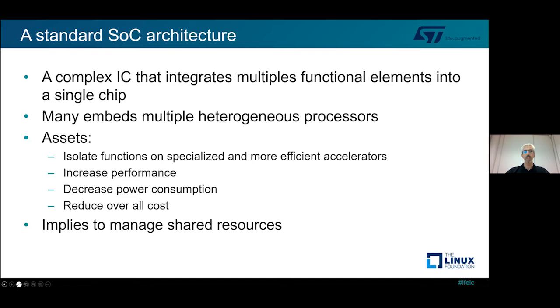The gain of embedding such multiple processors is to increase the performance of the overall system, because you can run multiple dedicated tasks in parallel, and this is really more efficient with specific processors. The good aspect of using multiple processors is also to decrease the power consumption, because depending on the use case, you are able to power off some processors that are not used. It also reduces the overall cost of the system on chip because it integrates multiple processors in one package. But the overall cost of this solution implies sharing the resources across different and multiple entities.